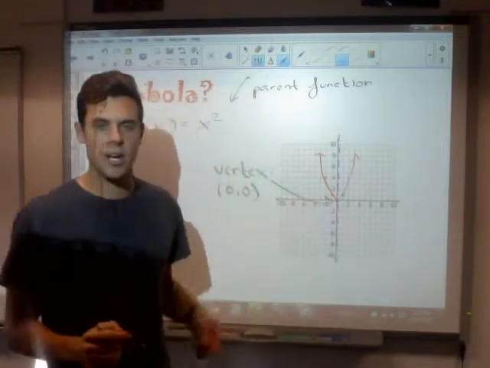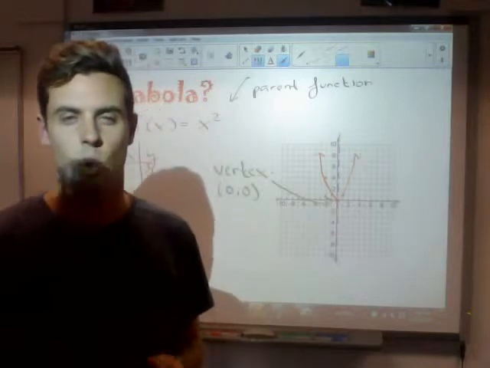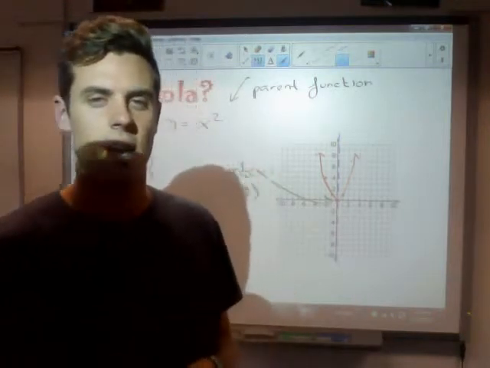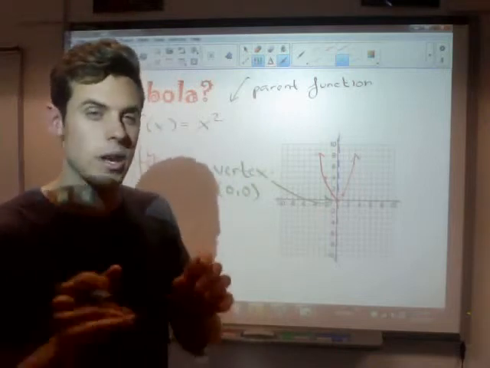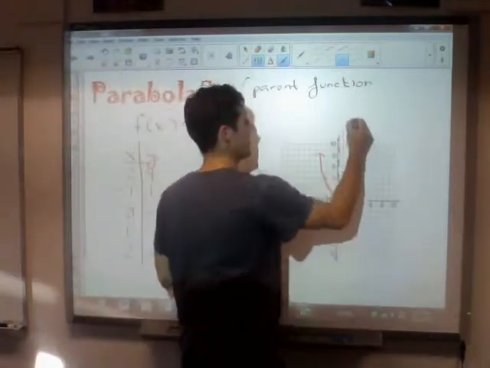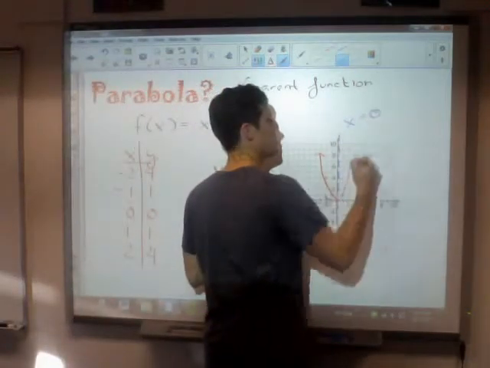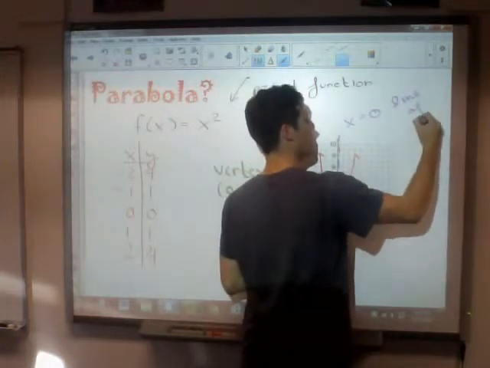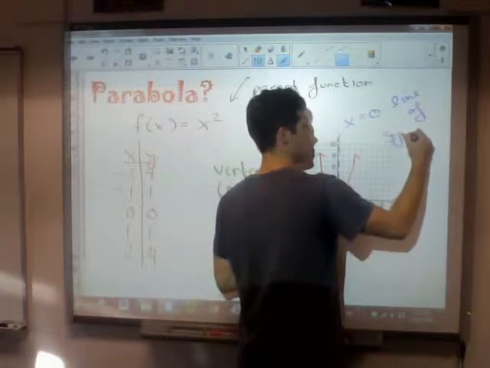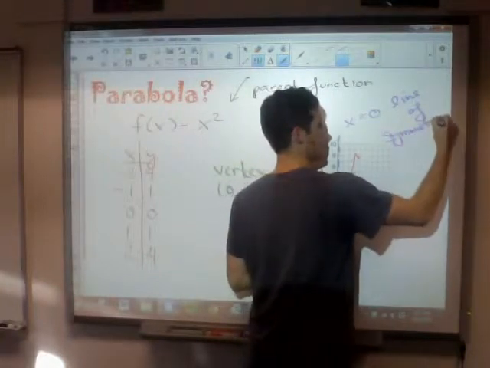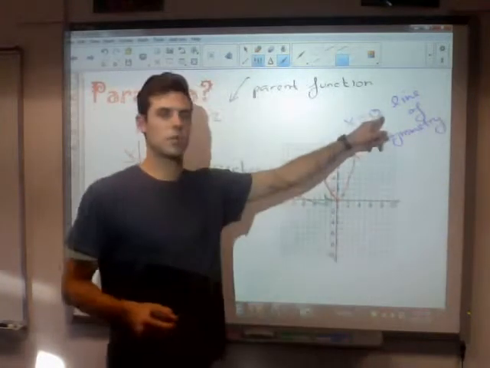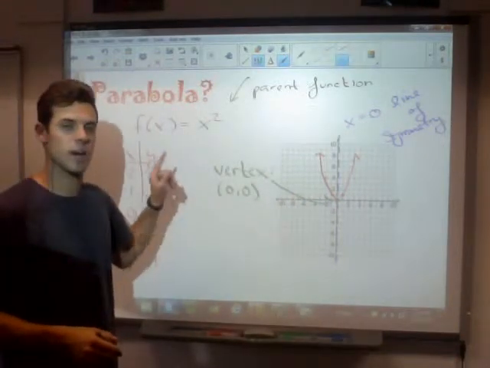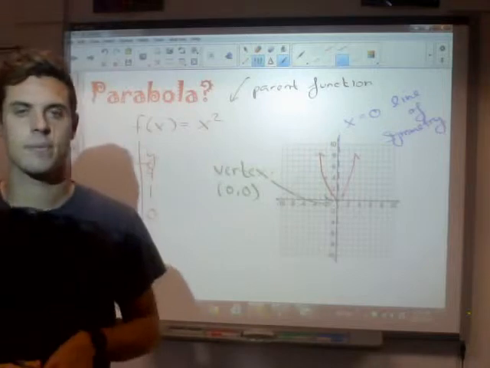This blue line that I just drew has an equation. It's a vertical line. We know vertical lines have equations of x equals a number. In this case, x equals 0 is my line of symmetry. Notice that x equals 0 here is the same x value as my vertex point.